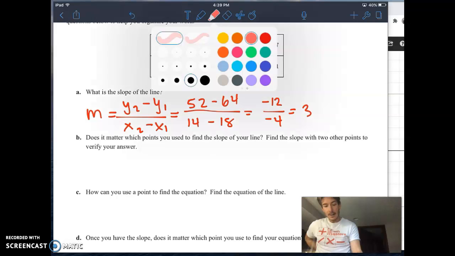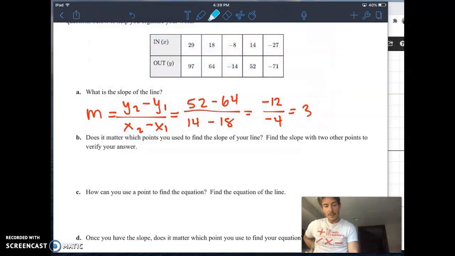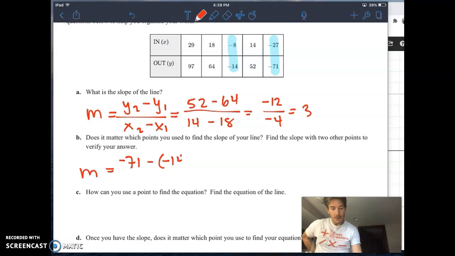I'm going to go ahead now and pick 2 points that are not as easy to deal with. I'm going to deal with some of these negatives. I'm going to do the exact same thing. I'm not going to write out that formula again. I've already got it: y2 minus y1 over x2 minus x1.